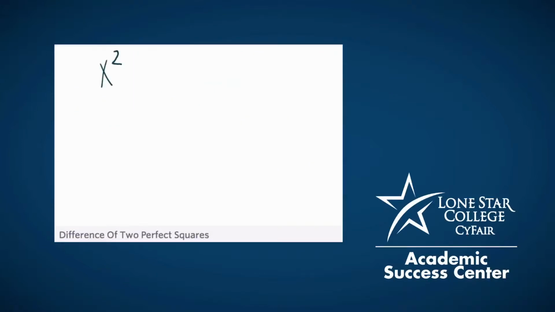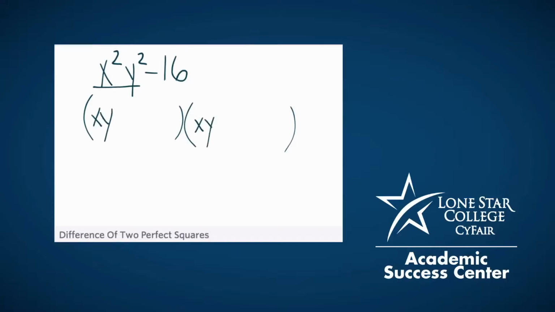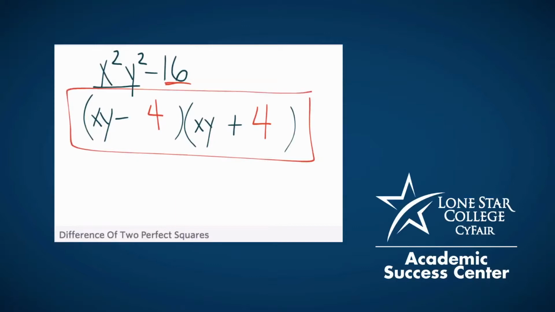More examples. x squared y squared minus 16. Well, in factoring here, we break these up into both parentheses, so they get an x and an x, and a y and a y. A minus and a plus for our signs. And now for 16, 16 is the perfect square of 4, so 4 and 4. And these are our factors of x squared y squared minus 16.